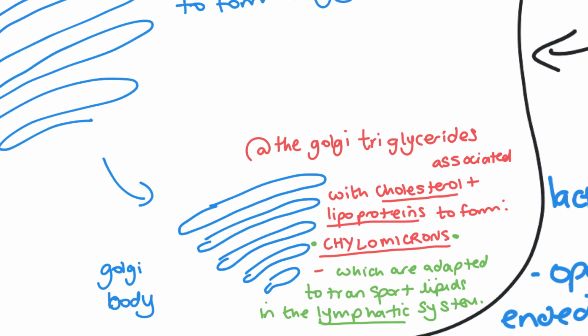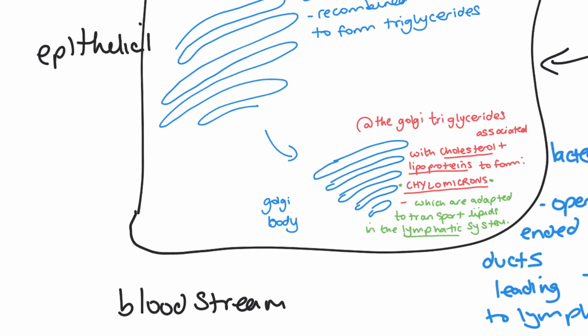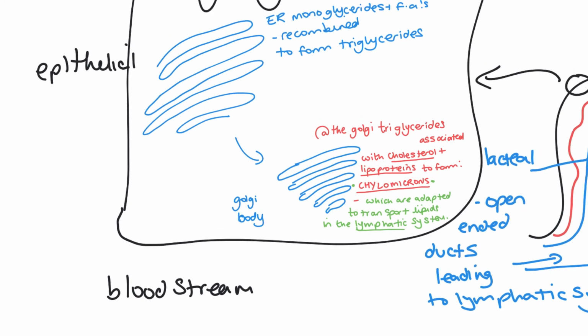So let's just go back to where we are at. So let's imagine that this is our chylomicron that gets popped out of our Golgi body. The chylomicron is contained within a vesicle.